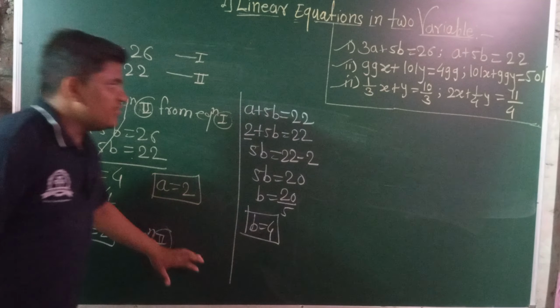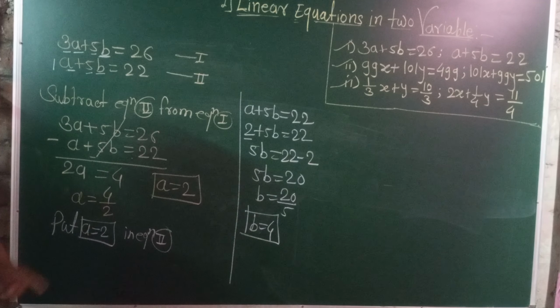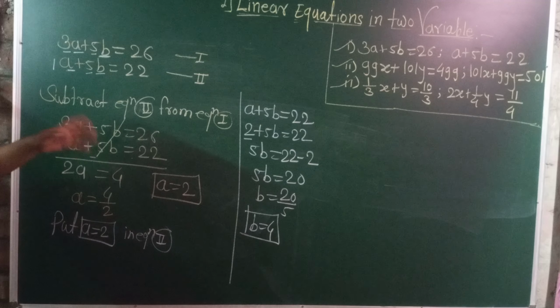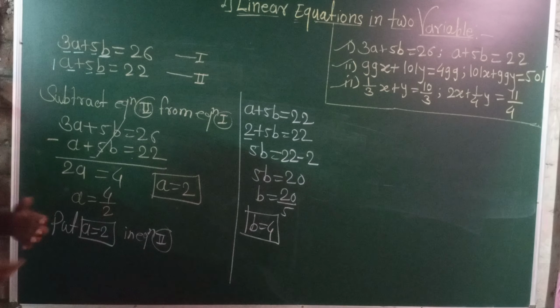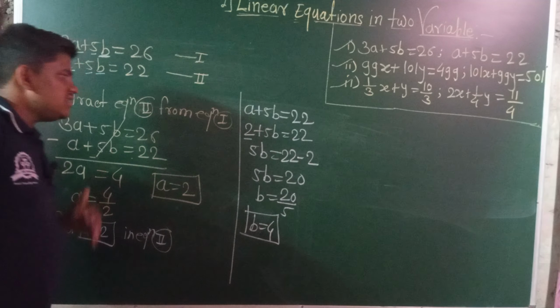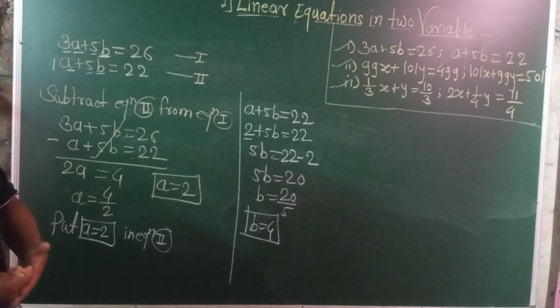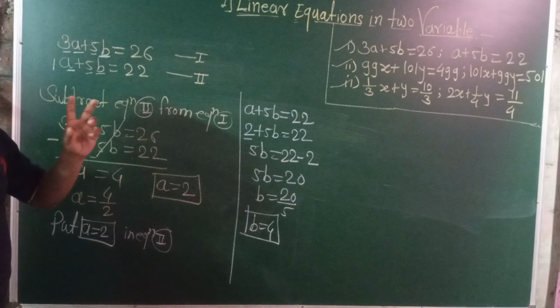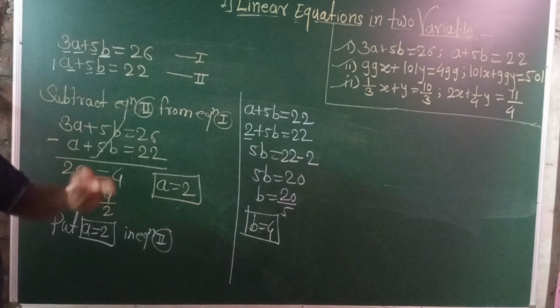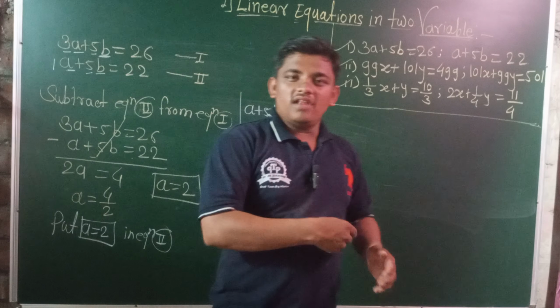In the elimination process, we must cancel any one variable after adding or subtracting the equations. If both equations have the coefficient similar but with opposite signs, that means one is plus and another is minus, add each other and plus minus cancel out.